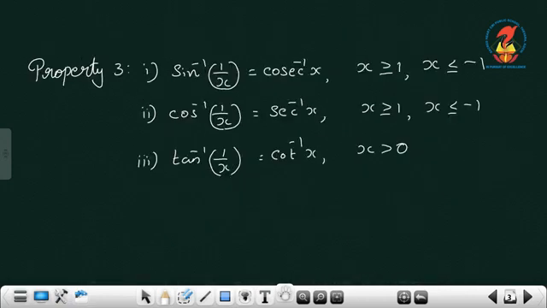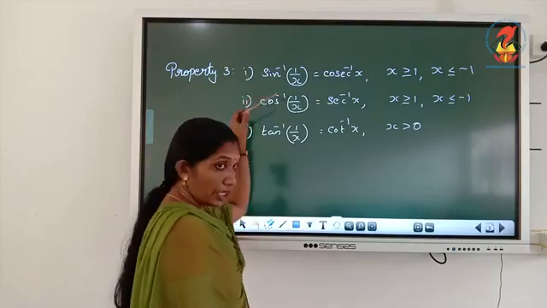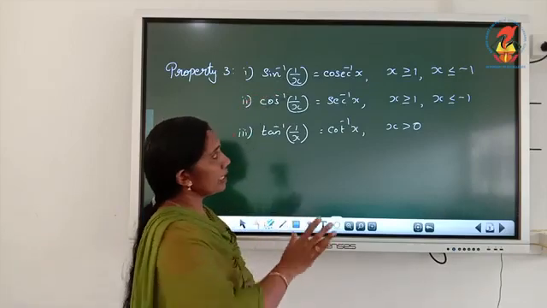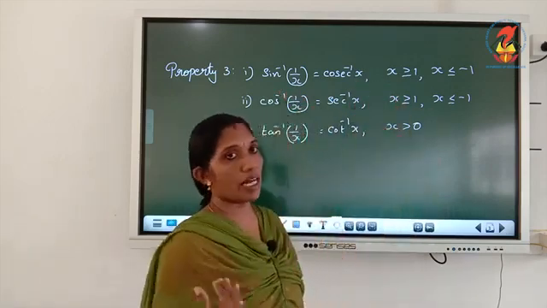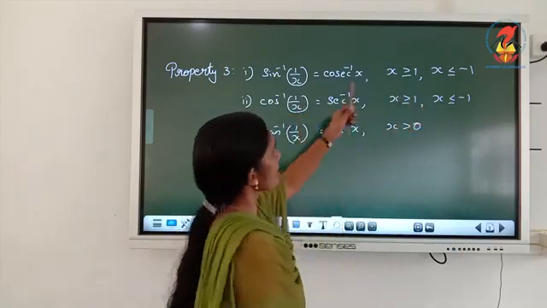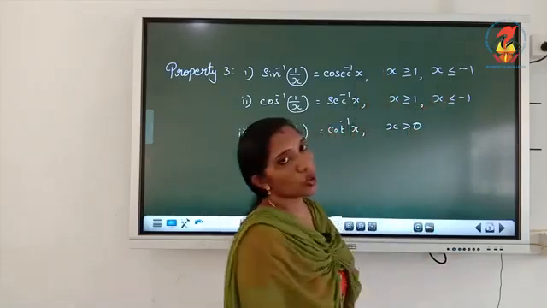Now the third one, property number 3. Sine inverse of 1 by x is defined as cosec inverse x. Then look at the x values: x is greater than or equal to 1 or x is less than or equal to minus 1. The sine inverse domain is minus 1 to 1. Here x is in the denominator, so those values we get when x is greater than or equal to 1 or less than or equal to minus 1. That is why it is given like this.